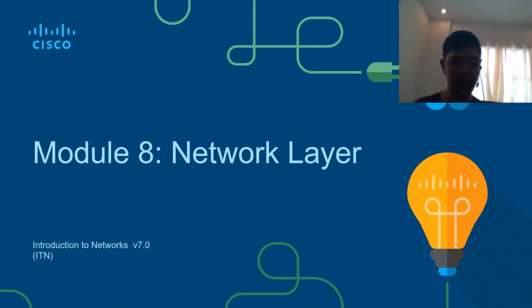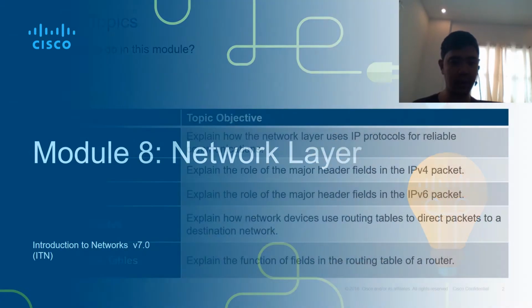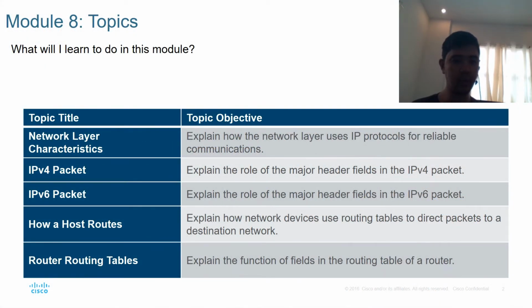So this is module 8 entitled Network Layer. In this module, we are to look into the characteristics of the network layer. We'll look into some details about IP version 4 and IP version 6. We'll look into the concept of routing tables, how a host routes the packet, and an overview of the router's routing table.